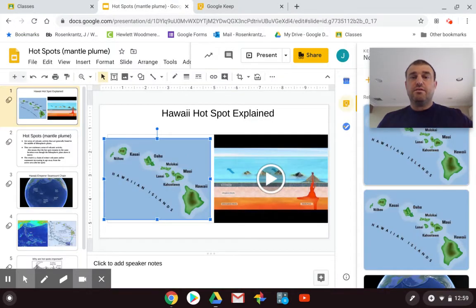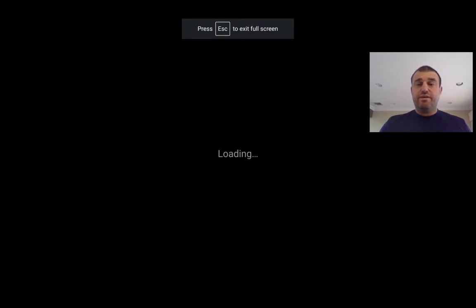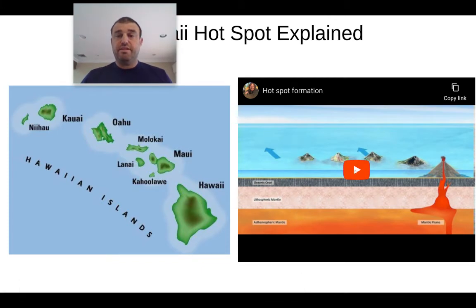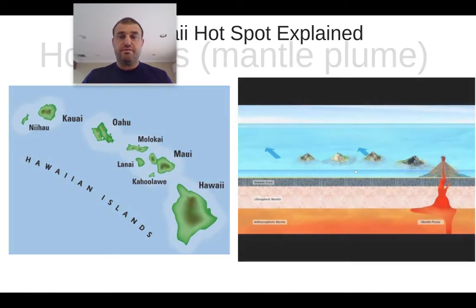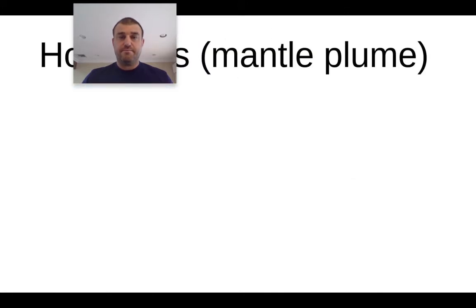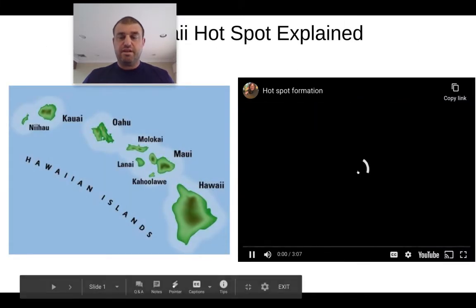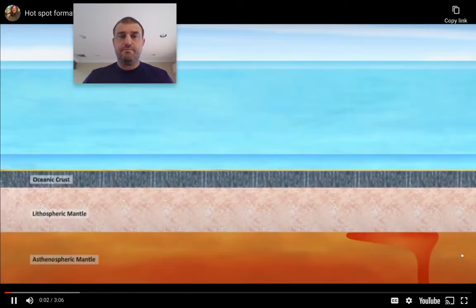Okay? So now I'm going to present this a little bit. And the first video that's on here, this one is super. It does an amazing job explaining how a hotspot can form a volcano, and then how that volcano can move. And then you get a chain of islands, or an archipelago, which is a chain of islands. Go back. Sorry, it should play. There we go.